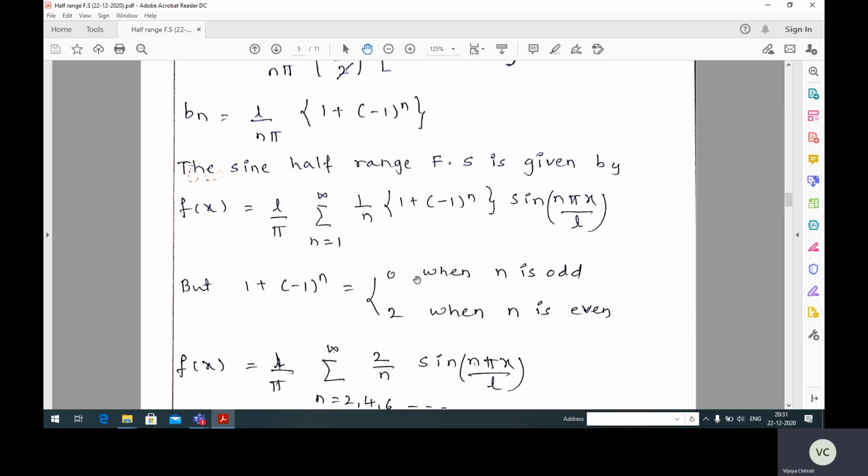1 minus 1 means 0. And for even numbers, you will get plus 1, because multiplying minus 1 an even number of times gives plus 1. 1 plus 1 will be 2. So 1 plus minus 1 raised to n is 0 when n is odd, and 1 plus minus 1 raised to n is 2 when n is even.